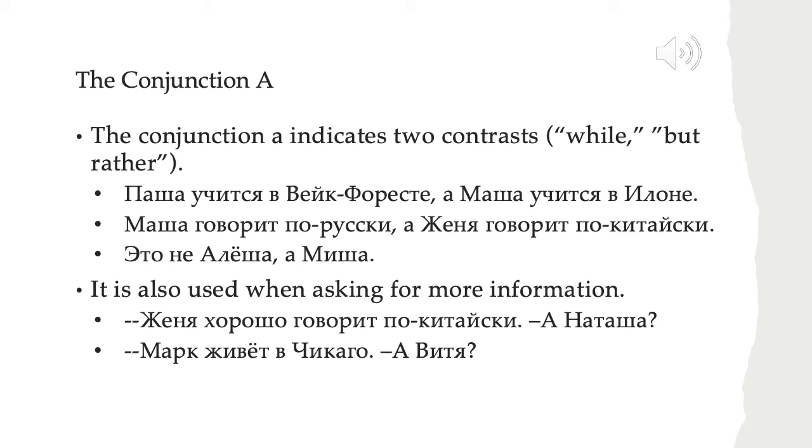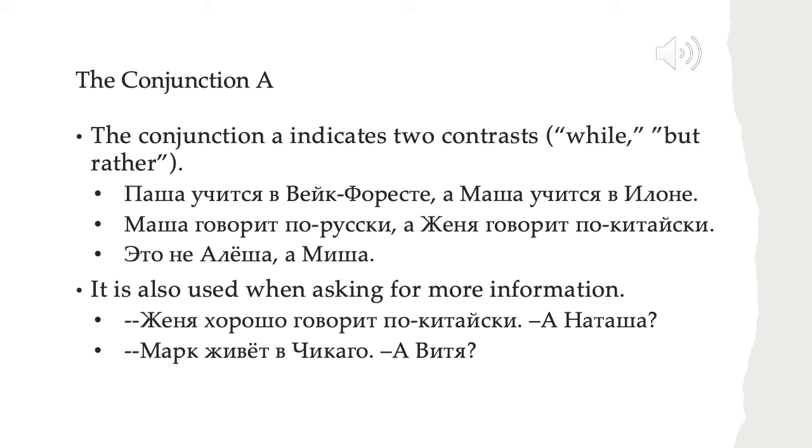We could say, for example, Паша учится в Вейк Форесте, а Маша учится в Илоне. And note that we have two contrasts. So we have the contrast of Pasha and Masha and the contrast of в Вейк Форесте, в Илоне. So we are contrasting both the subjects and the objects of the sentence.